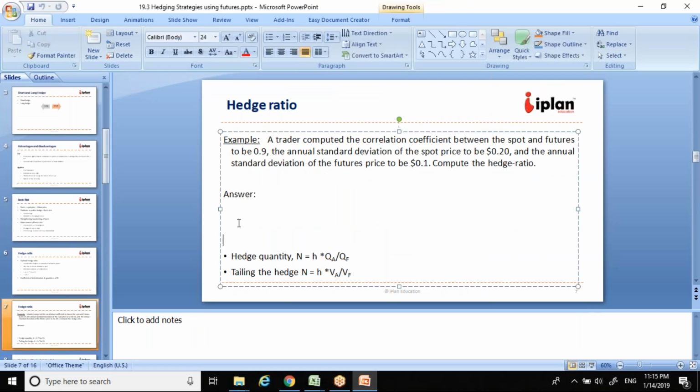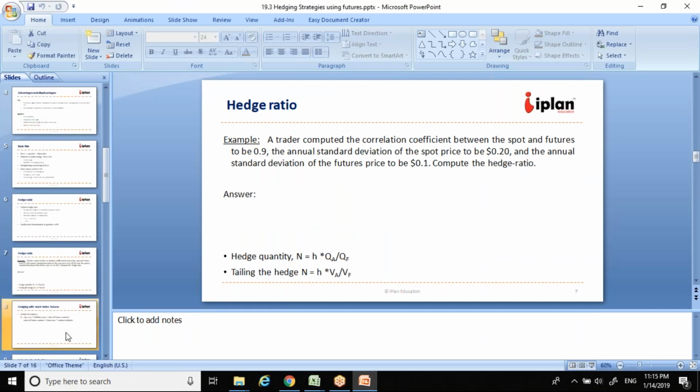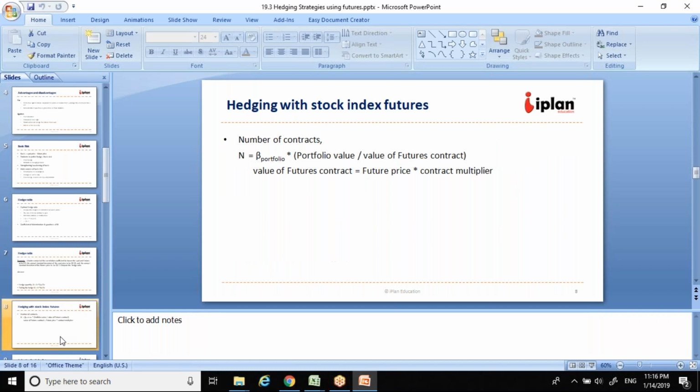The same situation I told you, we have a problem here also for the same thing. So let's suppose a trader computes the correlation coefficient between the spot and future to be 0.9, and the annual standard deviation of spot price is 0.2, and the annual standard deviation of future contract is this much. Compute the hedge ratio, which we already did by taking a live example, in fact. And it also says hedging with a stock index future. So the number of contracts to be purchased, we can get by beta of portfolio multiplied by the portfolio value and the value of future contract.